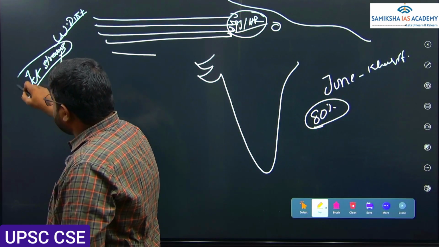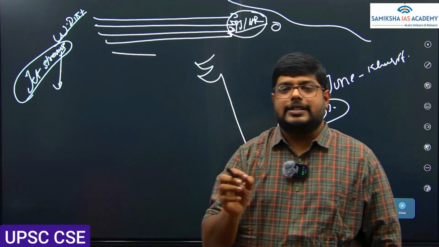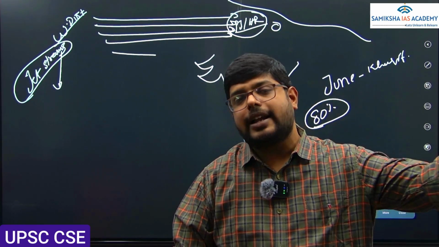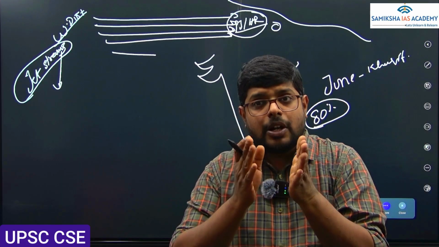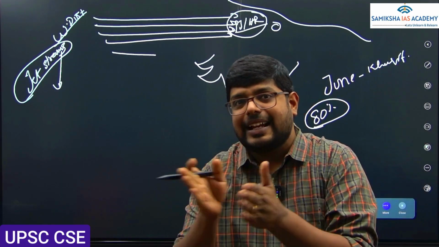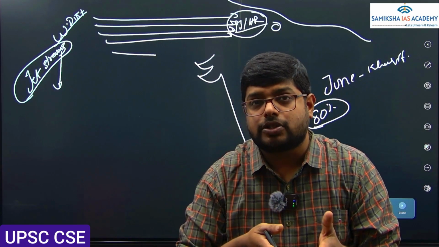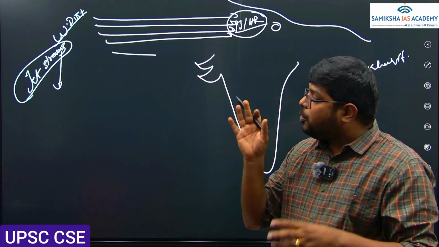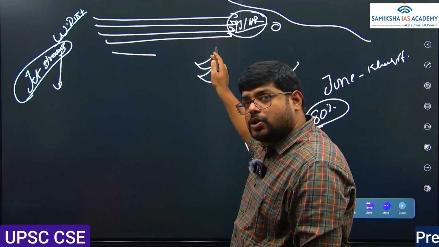Jet streams are special winds which will be coming directly from west to east. Normally, no wind flows directly in a single direction. It is from northeast to southwest or southwest to north. This is the direction. But these polar jet streams flow directly west to east, right?